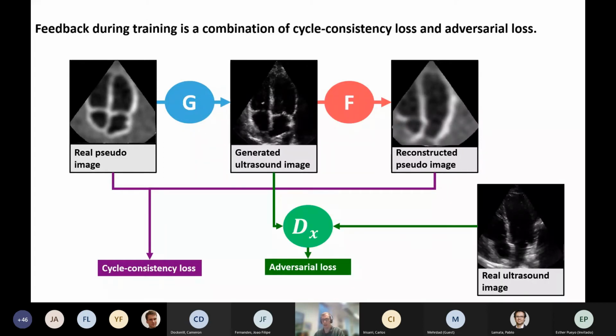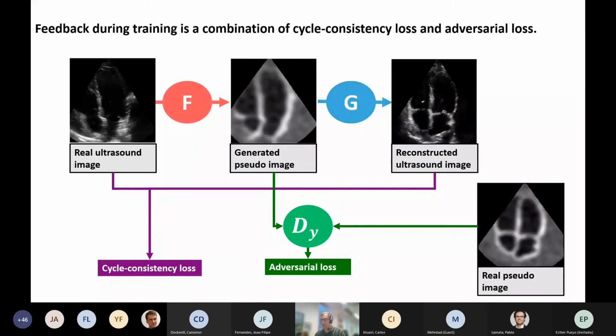The second loss is that adversarial loss component that I discussed earlier. If you have a real ultrasound image and a generated ultrasound image, you have a discriminator which is trying to tell the difference between those. And then hopefully this generator is learning to generate as realistic looking images as possible. And you do the same thing going through the cycle the other way, starting from real ultrasound images to a reconstructed ultrasound image, going through a pseudo image in the middle.